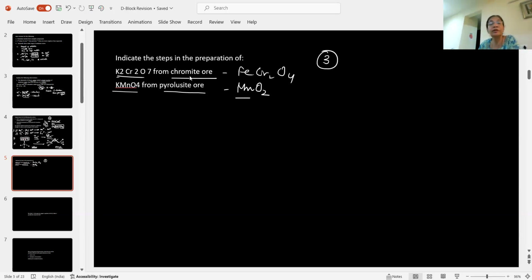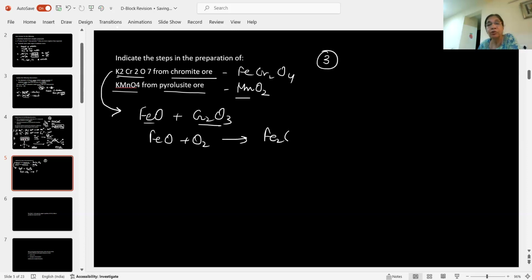Okay. So there are 3 steps for this one. Chromite ore is FeO plus Cr2O3, a mixture of the two. So how do you start writing? I will just show you chromite, then potassium permanganate you can see later. FeO gets oxidized first to give you Fe2O3, right? So if I make it 2 here, so 4 FeO plus O2 will give 2 Fe2O3.